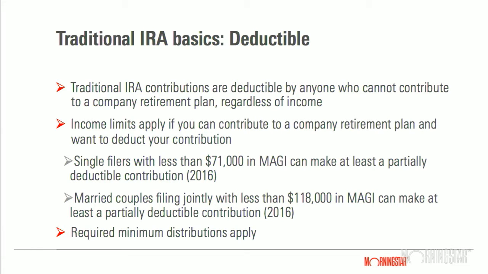For everyone else who has that employer-provided plan, there are income limits and they're even lower than is the case for Roth IRAs. So in 2016, if you're a single filer with modified adjusted gross income of less than $71,000, you can make at least a partially deductible traditional IRA contribution. If you're part of a married couple filing jointly, you can have modified adjusted gross income of up to $118,000 and still make that deductible IRA contribution. Required minimum distributions do apply to this type of account in contrast with Roth IRAs. Just a few words about non-deductible IRAs.